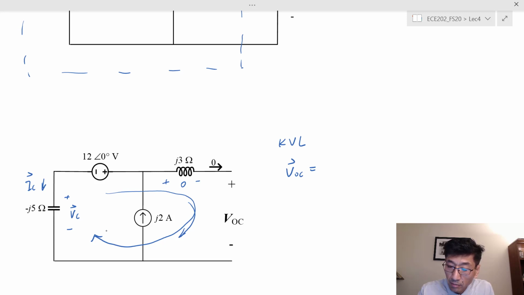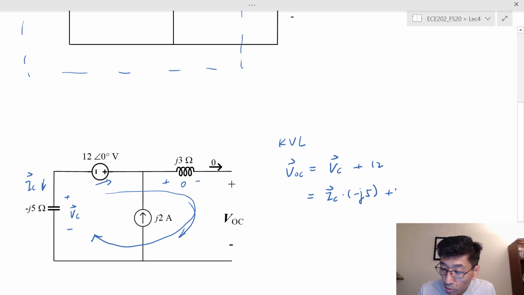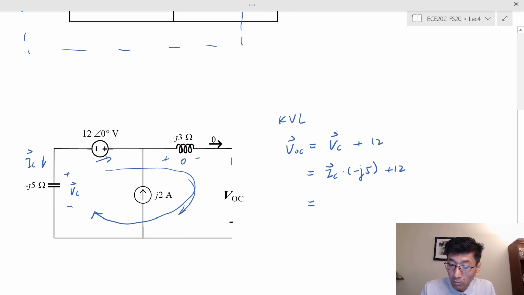In this case, we have V sub OC would be equal, this voltage drop should be equal to the voltage rises, right? Let's see, this is a voltage drop. Yes, we need to add the other voltage rises. So in this case, from negative to positive, that's the voltage rise. And from negative to positive for the source here, that's another voltage rise, plus 12. Right, so what is V sub C? V sub C should be equal to I sub C times that impedance, which is negative j5, plus 12.